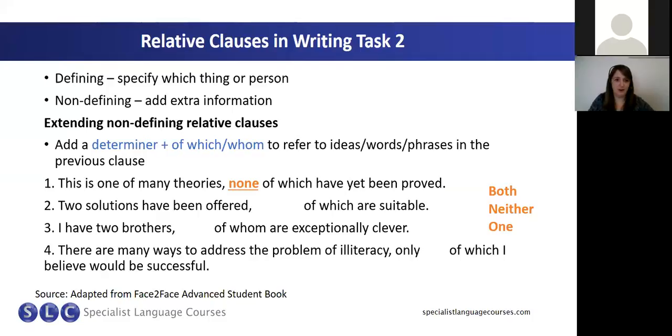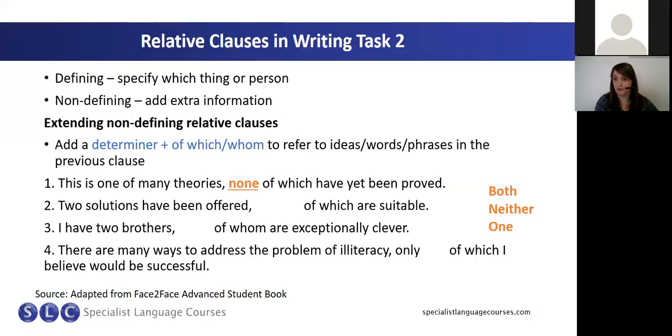Okay, so we've got for number 2, both, number 3, one, and number 4, neither. Okay, what other ideas can you have? Which word can we put in 2? Number 2. We've got the suggestion both. Now, in number 2 and number 3, we can use either both or neither, depending on our opinion.